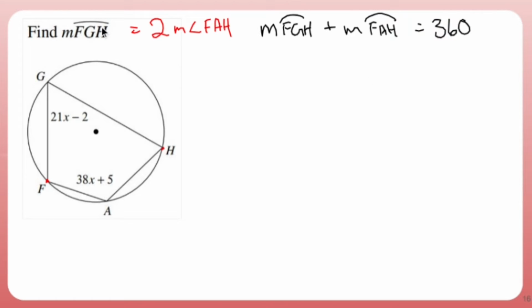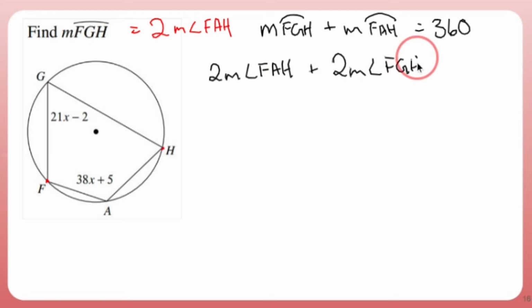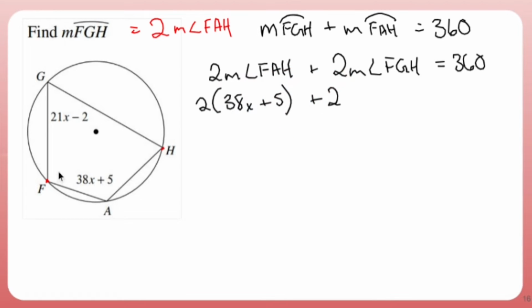Now I know the measure of arc FGH is 2 times the measure of angle FAH, and arc FAH is 2 times the measure of angle FGH. And that equals 360 degrees. I know what angle FAH is. It's 38x plus 5. I know what the measure of angle FGH is. It's 21x minus 2. And now it's just an ugly, gross, terrible Algebra 2 problem.